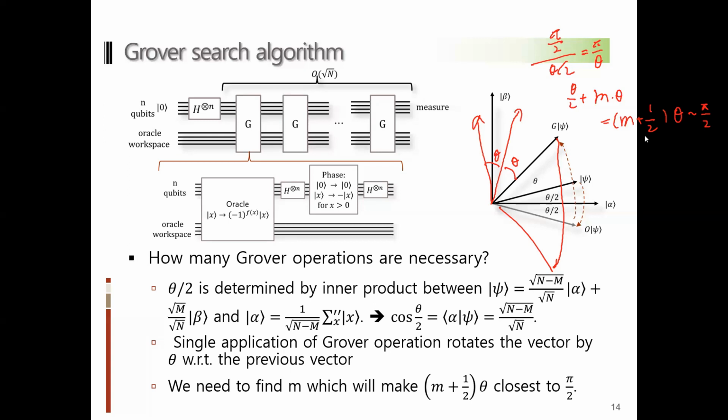And then to figure out this m, we should be able to tell what is the theta over 2. And then theta over 2 is the angle between these two vectors. So how can we find out this theta over 2? Well, if we use the inner product, then we know that cosine theta over 2 is the inner product between psi and alpha. And both psi and alpha are normalized. So if we just calculate the inner product between these two vectors, then you might get this value.